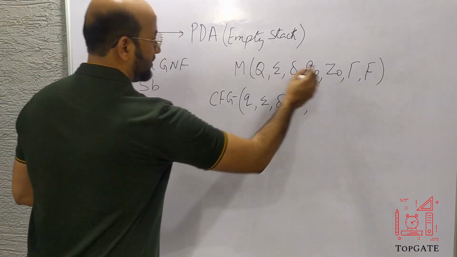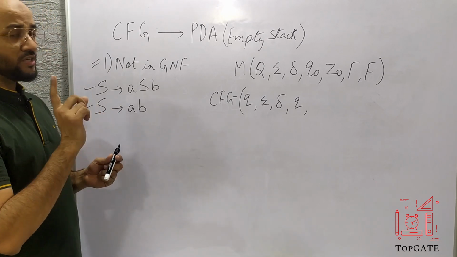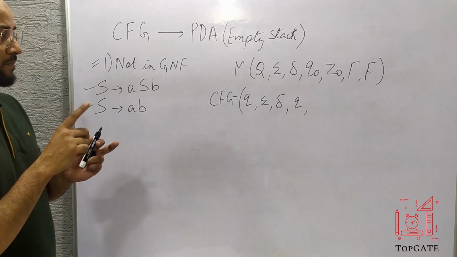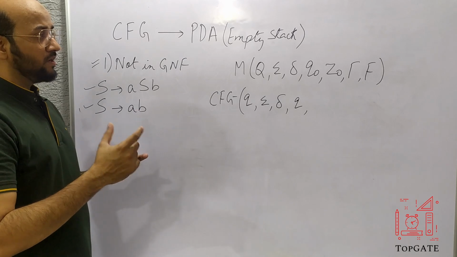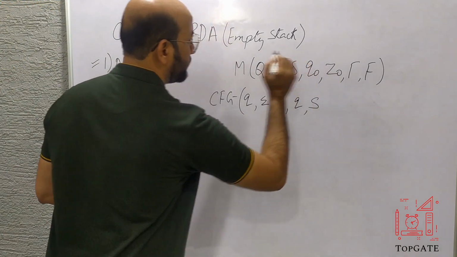Now in a PDA we have a Z naught, but here in a CFG we have one start element. So that start element will act as the default stack element. So we have S here in place of Z naught.